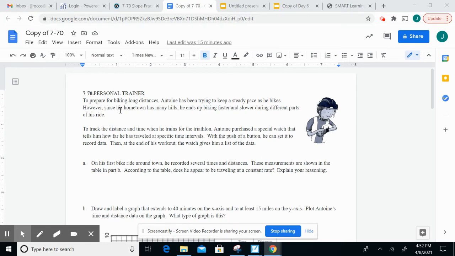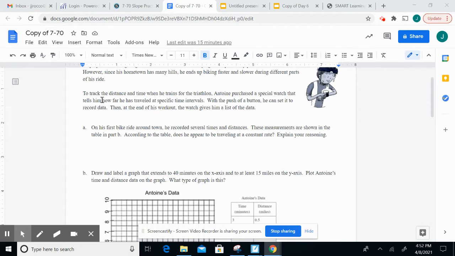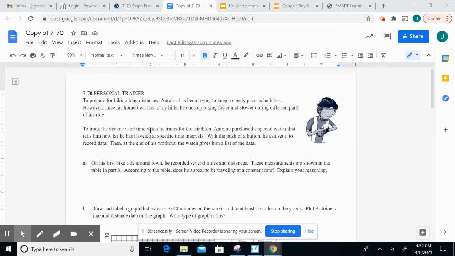So basically what this is saying is this. There's this person who's biking long distances, I guess as part of a triathlon. It says to prepare for biking long distances, he's trying to ride at a steady pace, but there's so many hills that he's probably going to go faster and slower through different parts. He's going to track his distance and time as he trains. He purchased a special watch. Think of an Apple Watch.